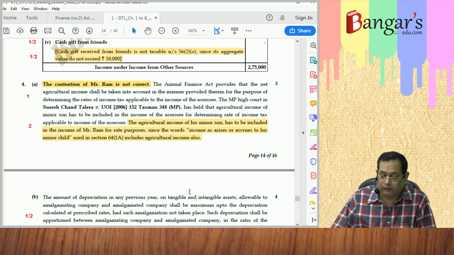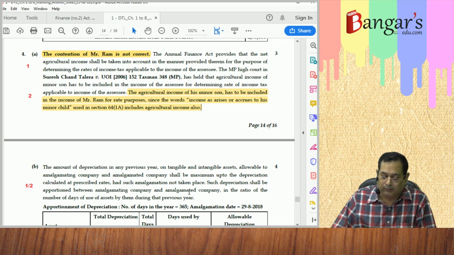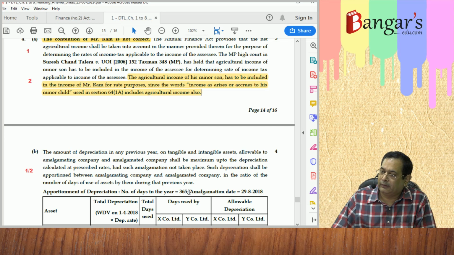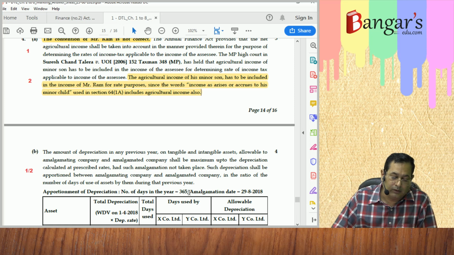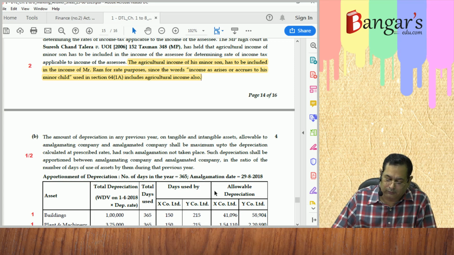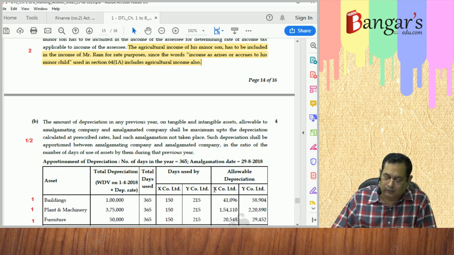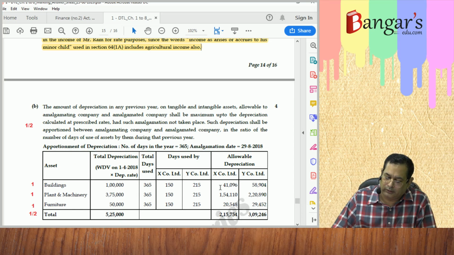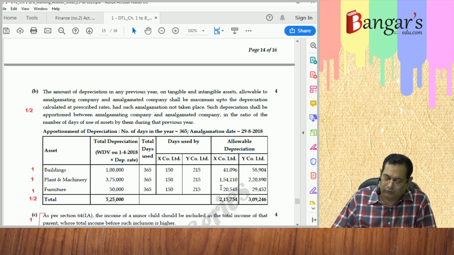Then the next question is in relation to amalgamation. In case of amalgamation, the depreciation is divided between the amalgamating company and the amalgamated company on the basis of number of days. So here the WDV of the amalgamating company becomes the WDV on which depreciation will be calculated, and the same will be divided in the ratio of the number of days for which the assets are used by the amalgamating company and by the amalgamated company.